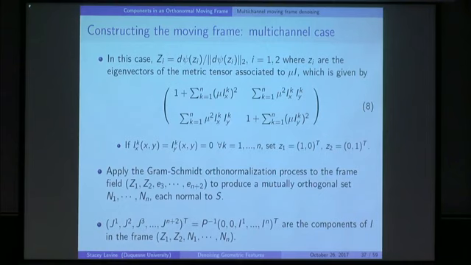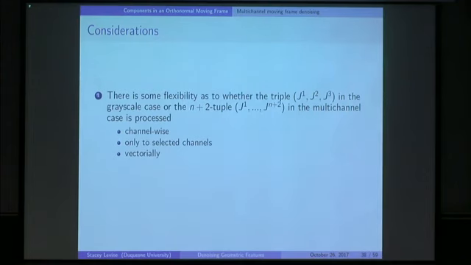And now, for an n-dimensional image, we'll have n plus 2 moving frame components. That's the representation of the image in this n plus 2 dimensional frame. So that's the whole framework.